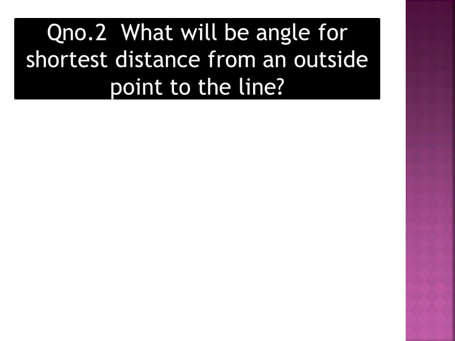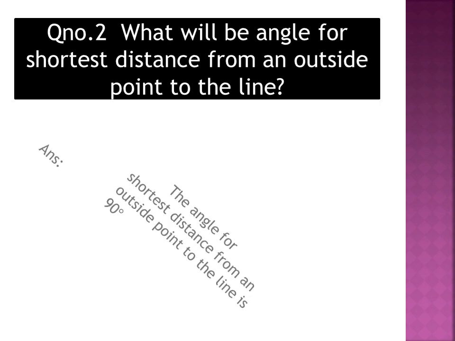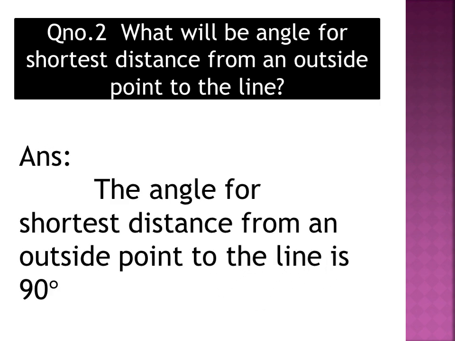In question number 2, we have to find out what will be the angle for the shortest distance from an outside point to the line. The angle for the shortest distance from an outside point to the line is 90 degrees because perpendicular is the shortest distance from a point to the line, and these two lines intersect each other at an angle of 90 degrees. That's why the angle for the shortest distance is 90 degrees.